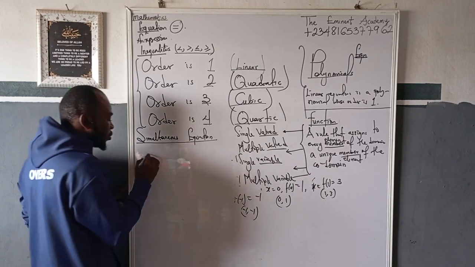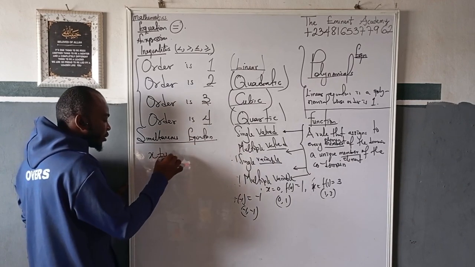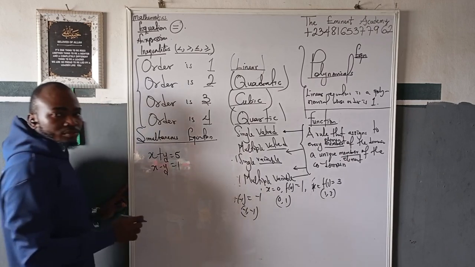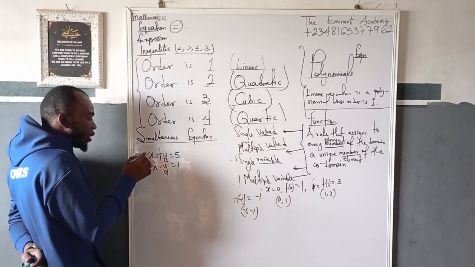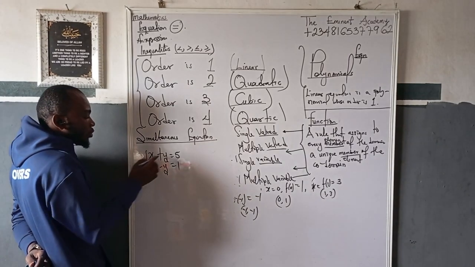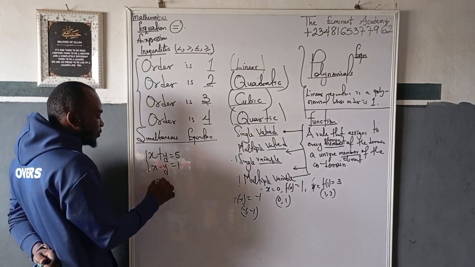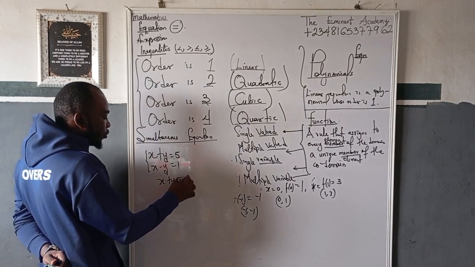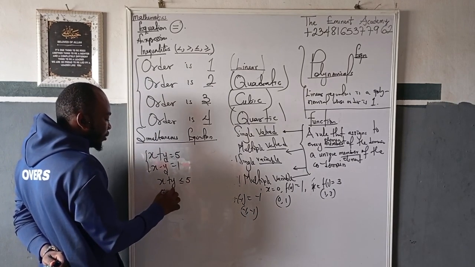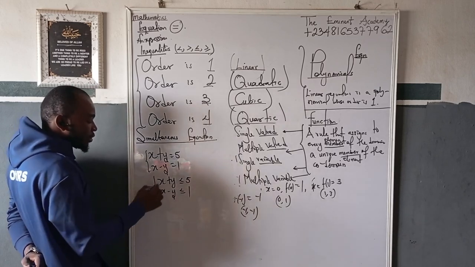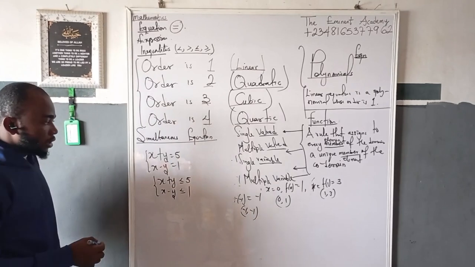Example of a simultaneous equation: we have x plus y equals 5, and we have x minus y equals 1. So this pair of equations is called a simultaneous equation. Again, if you have x plus y is less than or equal to 5, and x minus y is less than or equal to 1, this pair of inequalities can be called simultaneous inequalities.